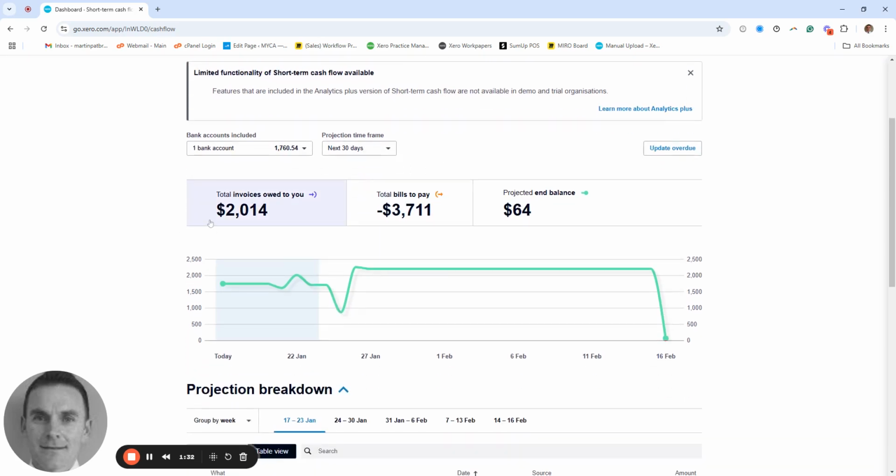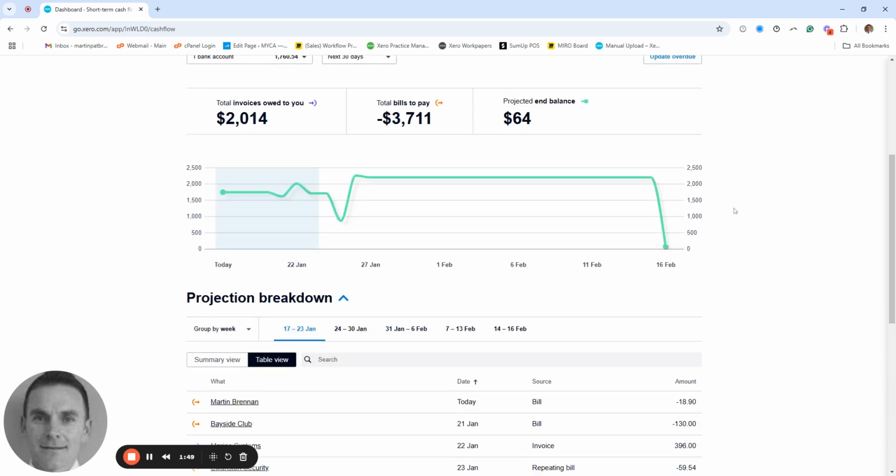We know that there is 2,000, I'm going to use euros, but this is dollars, 2,000 euros worth of invoices that's owed back to you, and you owe bills of nearly 4,000 euros that's due. The estimated end cash balance, because you're starting with this, this is coming in, and your bills to pay, is 64 at the end of the month.